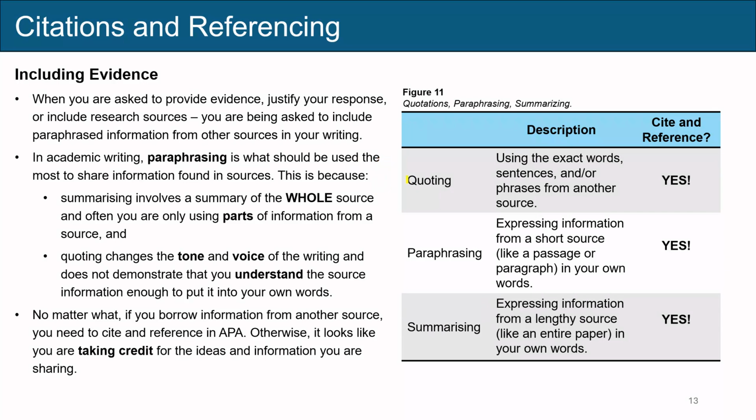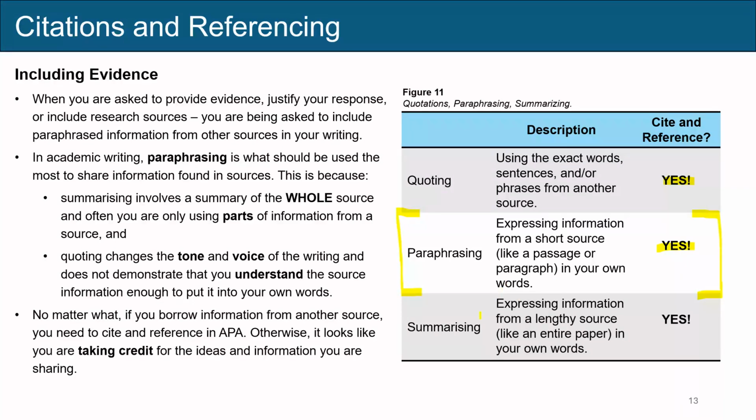Now, in some assignments or with some instructors, you may be permitted to use quotations, which is when you use the exact words and phrases from the author. With those, you need to cite and reference. What we focus on more at the college and university level is paraphrasing. So this is where you're borrowing information from a source, but you're writing it in your own words. We still need to cite and reference because that information has been borrowed from somewhere else.